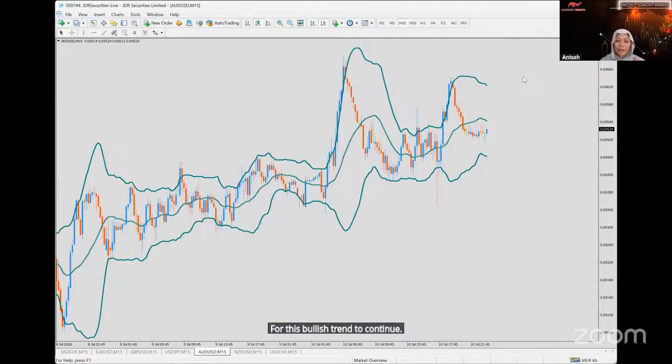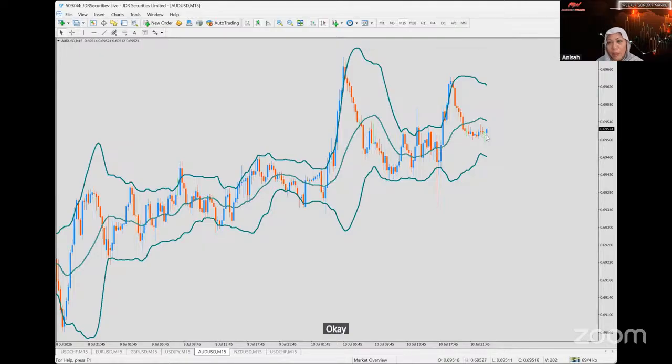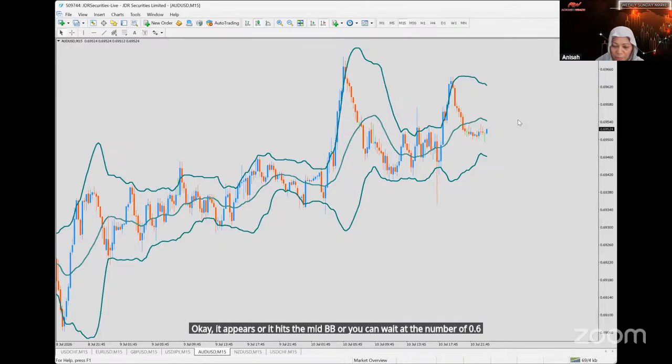That being said, the long entry will be triggered only when price pierces through the mid BB and retests. The level to go in is 0.69539, where it hits the mid BB. Or you can wait at the number of 0.69539.